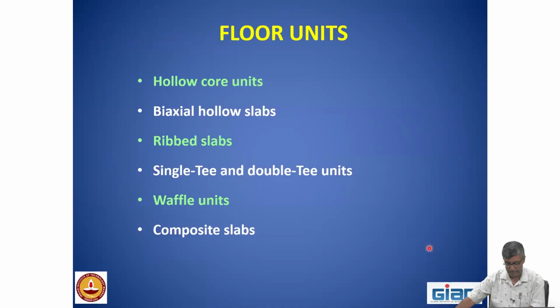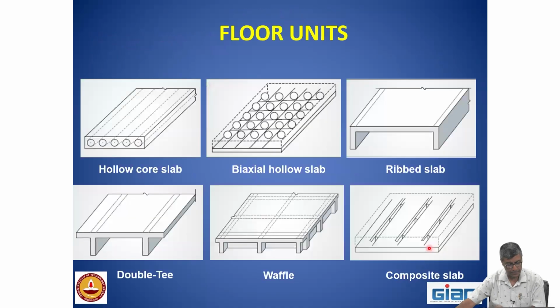Coming to the floor units, let me go to the sketches directly. The ones which have become very common are the hollow core units. There can be different types of voids. The biaxial hollow slabs have come to India. I do not know how much they are being used. Here plastic voids are inserted in a precast section called a filigree element, and this is the two-way version of the hollow core slabs.